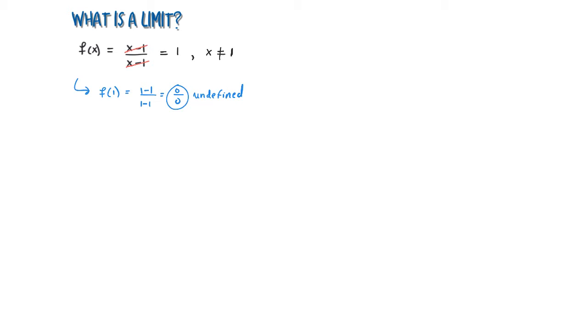An answer is completely impossible to determine. And that's because 0 over 0 is undefined. So as long as we understand that this function is equal to 1 when x doesn't equal 1, then you can go ahead and cancel x minus 1.